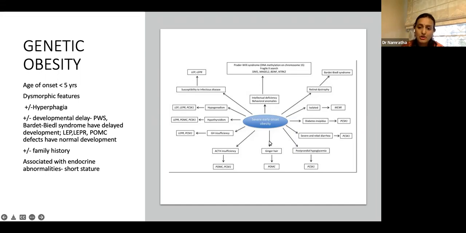Pro-opiomelanocortin is an important signaling molecule, and it plays a very important role in the signaling pathway in the hypothalamus. It can be associated with ACTH deficiency and light-colored or ginger-colored hair. So when these clinical pointers are there, it's important that these children are referred to a specialist early on so that a genetic diagnosis can be made, and they can be followed up. They can be put on surveillance for the other spectrum of complications that they can have.